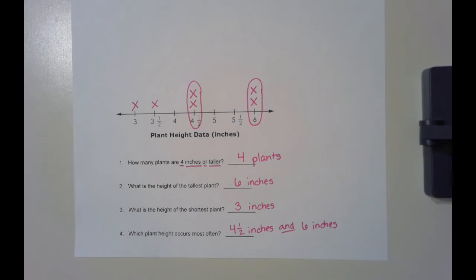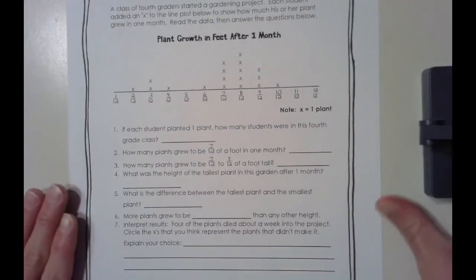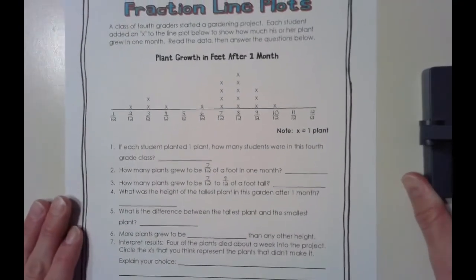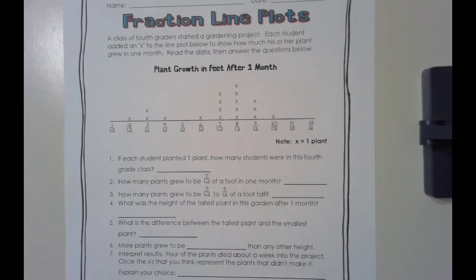Okay. Now, your job is going to be to complete this line plot worksheet on your own. I will be putting a copy of it on your menu for you, so you will be able to see it fully there, but I just want to go over a few things with you to give you a couple hints. So, a class of 4th graders started a gardening project. Each student added an X to the line plot below to show how much his or her plant grew in 1 month. Read the data, then answer the questions below. So, this is also about the growth of plants.